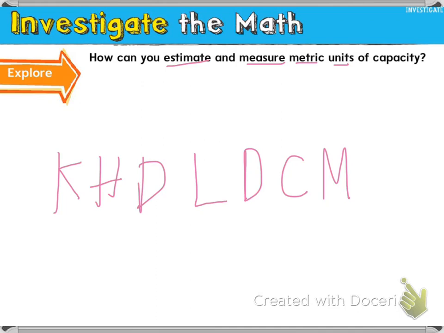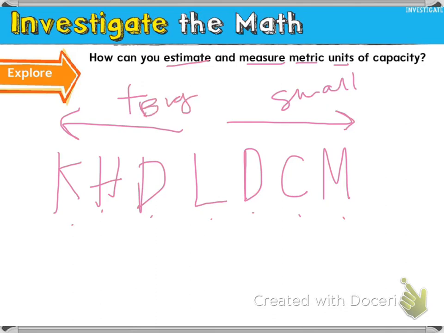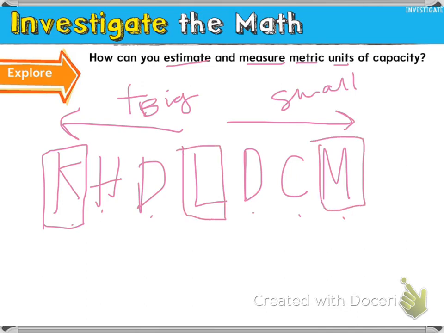Okay? Then we have kiloliter, hectoliter, deciliter, liter, deciliter, centiliter, milliliter. Okay? So remember, these are the big ones, and these are the small ones. Let me write big there so that we know that that means big. So we don't usually use kiloliter. Sometimes we do, but kiloliter, liter, and milliliter are the most common metric measurements of capacity.